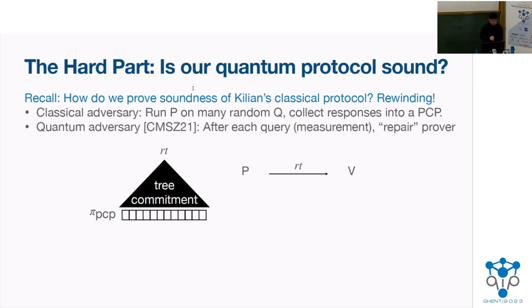Now, if we have a quantum adversary, each time we query the prover, we're going to measure whether the thing we got was correct. That's going to disturb the adversary state. So we also need to repair the prover. But CMSE showed how to do this.